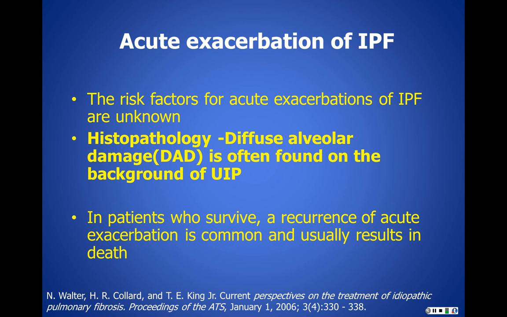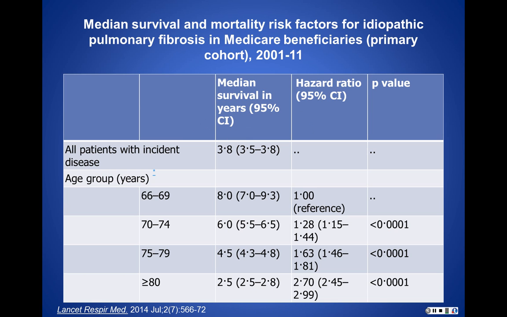Okay. Is that A, B, C, or D? Okay. But I hope I have convinced you about UIP and diffuse alveolar damage. Okay. If they survive one episode, they are prone to get a second episode of acute exacerbation of IPF. Okay. These are the slides I prepared specifically for this lecture.